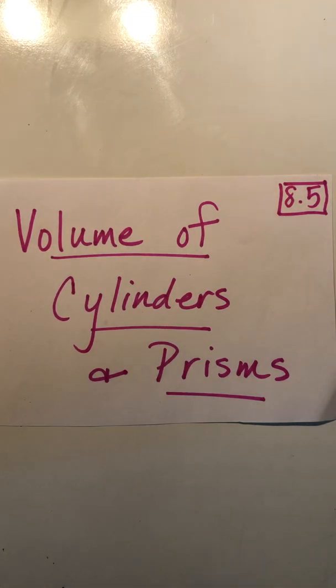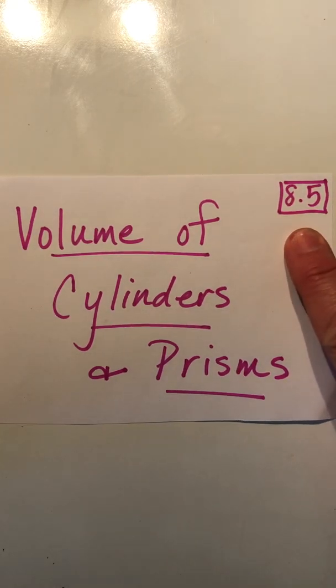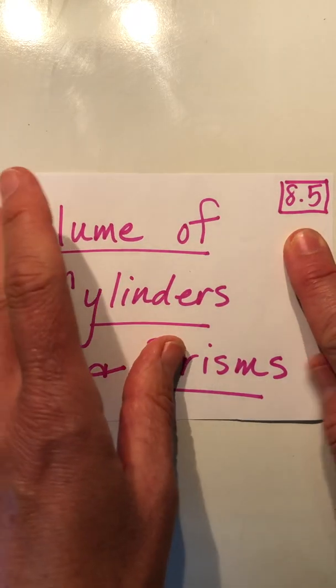Today we're going to talk about the volume of cylinders and prisms, and that is section 8.5 in your textbook. So let's take a look at what we know about cylinders and prisms from the work that we did earlier.